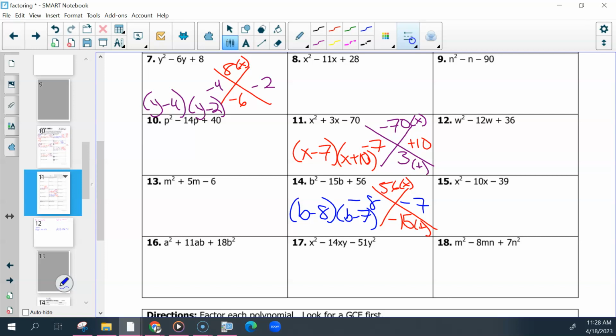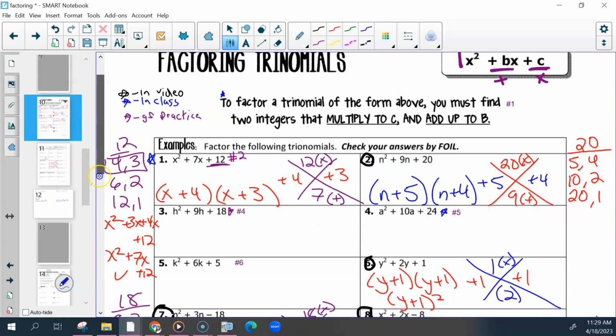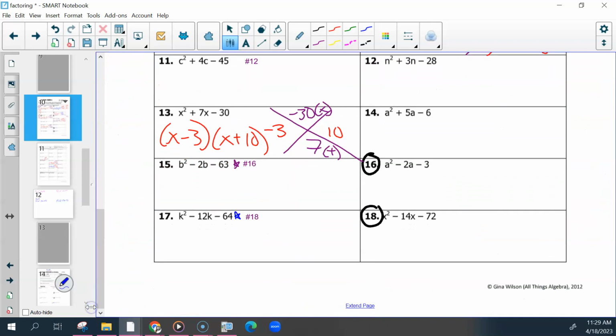We're going to flip back to the front, do a couple of those examples, and then flip back to this page after that. And then 15 through 18 are the last type, where we have minus minus. So if this one is negative, one of the numbers has to be negative when we multiply. So find two numbers that multiply to be negative 63, where one of them is negative, and add or subtract to be negative 2.